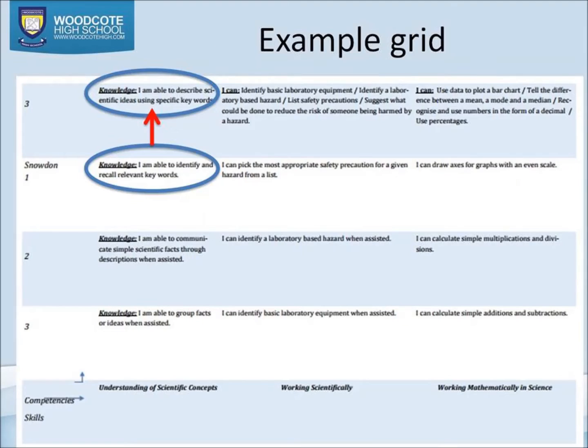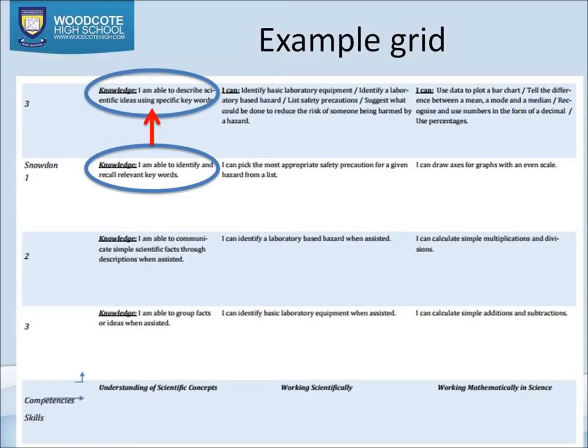As you will see in this example from a section of the science assessment grid, Snowdon is split into 3 stages known as competencies, starting with Snowdon 3, with the top of Snowdon being Snowdon 1. The wording for each competency shows what is required in order to demonstrate it. For example, Snowdon 1 requires a student to identify and recall relevant keywords, but climbing onto Olympus 3 requires a student to use these keywords as part of descriptions.